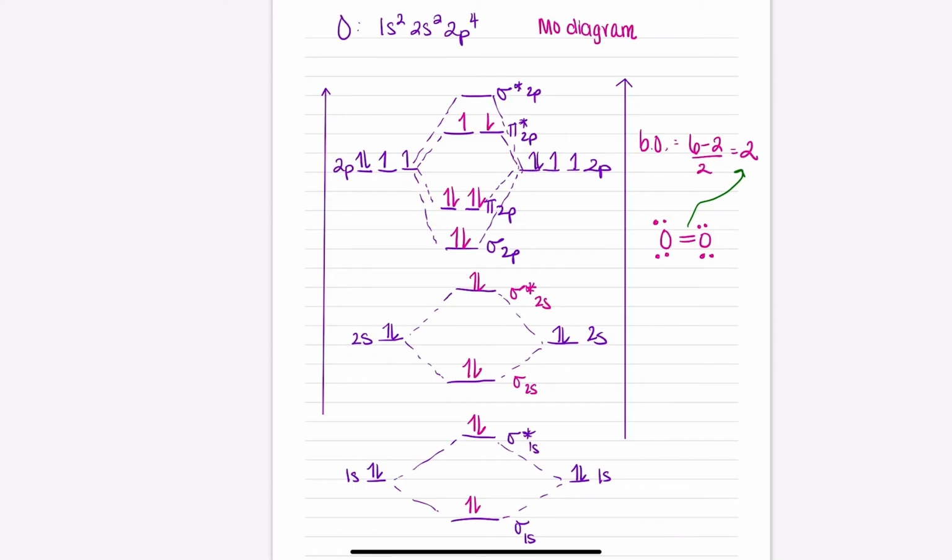I also can determine if it's paramagnetic, though. Remember, paramagnetic means unpaired electrons. It's paramagnetic, all right. I've got my 2 unpaired electrons right here. So oxygen will be magnetic. It'll be affected by a magnetic field.